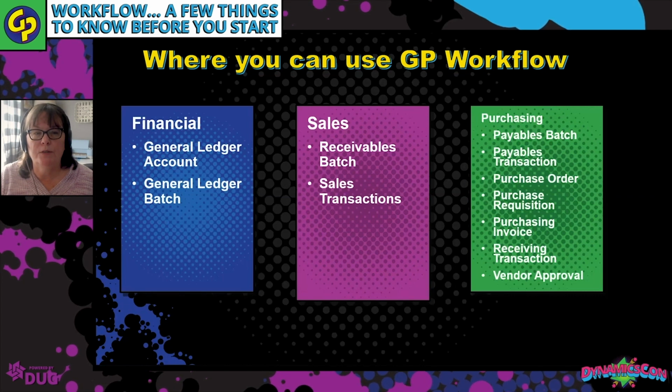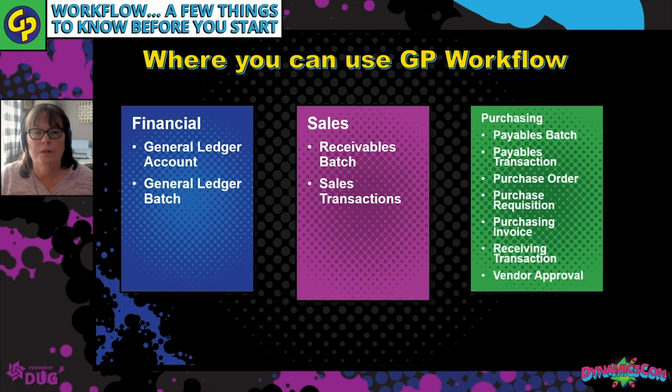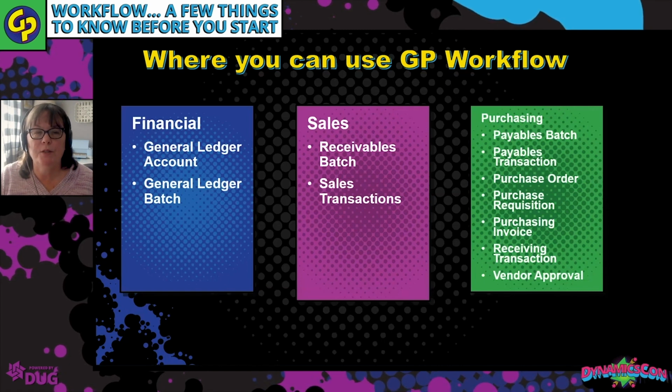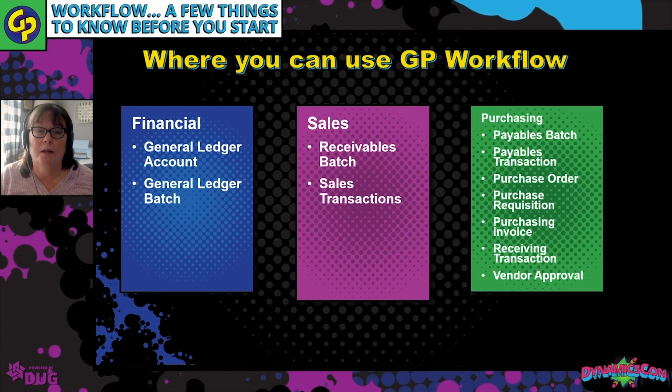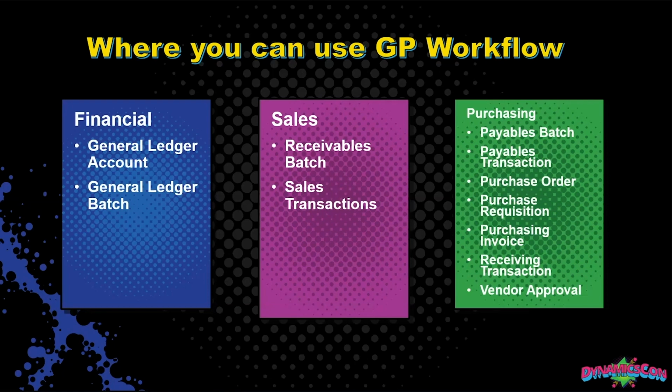In the financial series, the general ledger account setup, the general ledger batch. On the sales side, receivables batches and sales transactions. On the purchasing side, payables batches, payables transactions, purchase orders, purchase requisitions, purchasing invoices, and receiving transactions, as well as vendor approval.